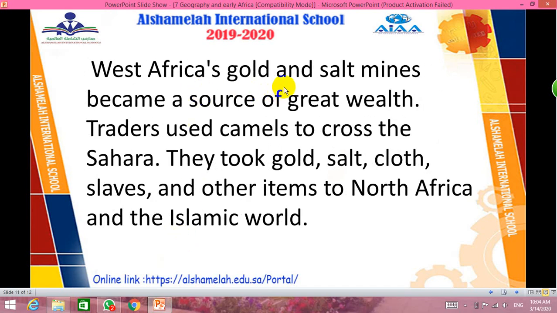West Africa's gold and salt mines became a source of great wealth. Traders used camels to cross the Sahara. They took gold, salt, cloth, slaves, and other items to North Africa and the Islamic world as well.